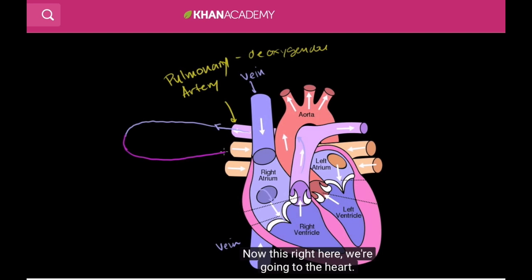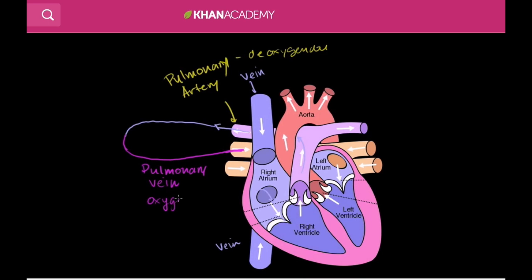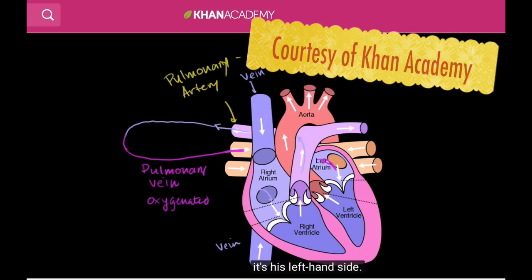Now this right here, it comes back just like that. This right here, we're going to the heart, so that's a vein. We're dealing where it's in the loop with the lungs, so it's a pulmonary vein. And it rubbed up against the alveoli and got the oxygen diffused into it, so it is oxygenated, and then it flows into your left atrium. Now the left atrium, once again, from our point of view, is on the right hand side, but from the dude looking at it, it's his left hand side. So it goes into the left atrium.